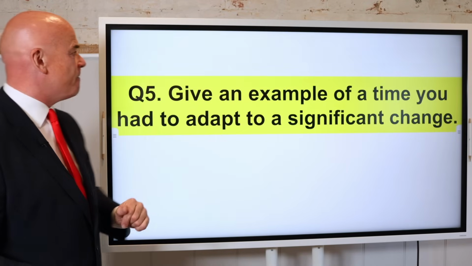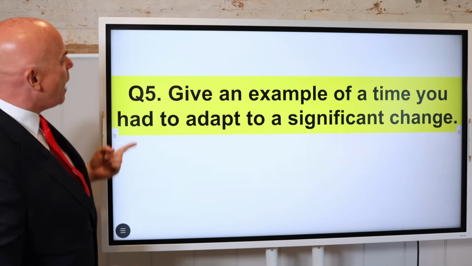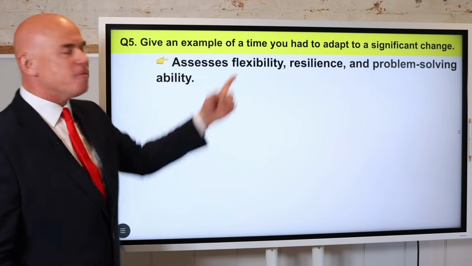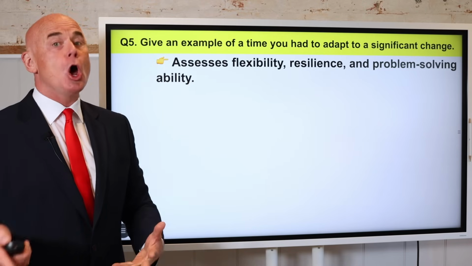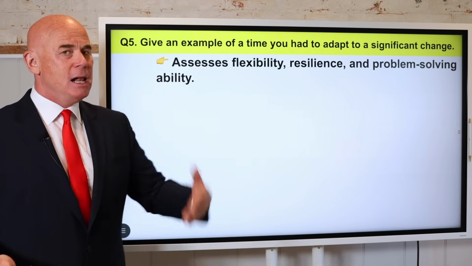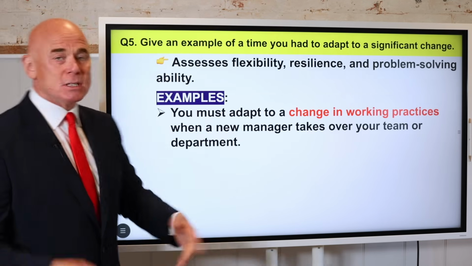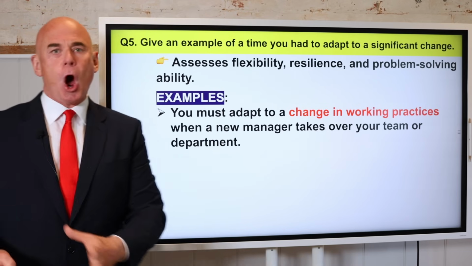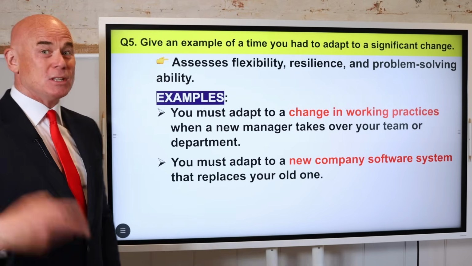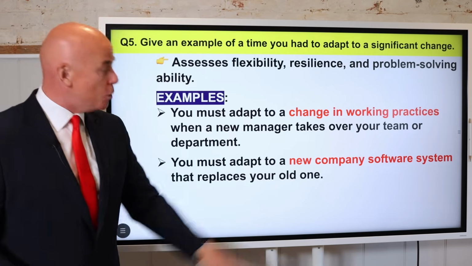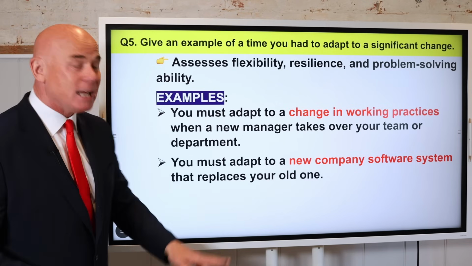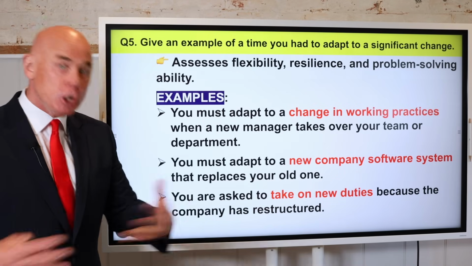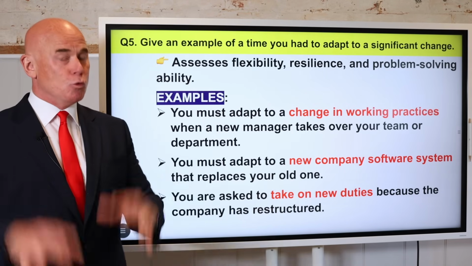Behavioural interview question number 5. Give an example of a time you had to adapt to a significant change. This question assesses flexibility, resilience, and problem-solving capabilities. Here's several examples. You must adapt to a change in working practices when a new manager takes over your team or your department. Another example, you must adapt to a new company software system that replaces your old one. And a final example is you are asked to take on new duties because the company has restructured.